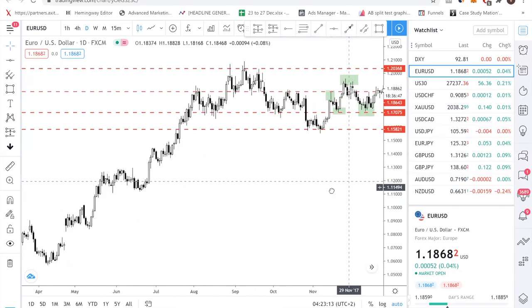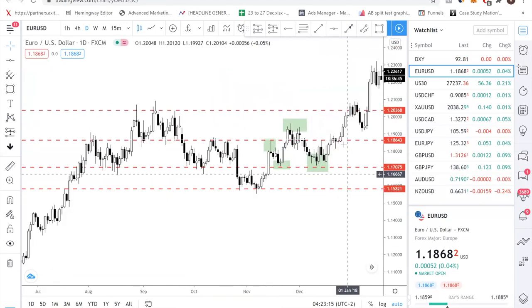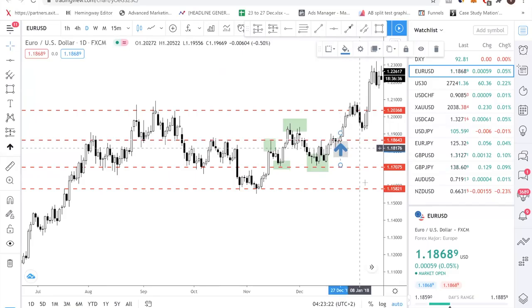You have a bullish engulfing pattern over here. This one over here, let me show you. Over here, and this engulfing pattern broke the resistance, and you're in an uptrend. So in an uptrend, you either buy the breakout of a resistance or you buy at support. So there is an engulfing pattern over here.